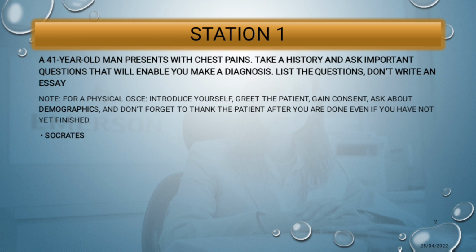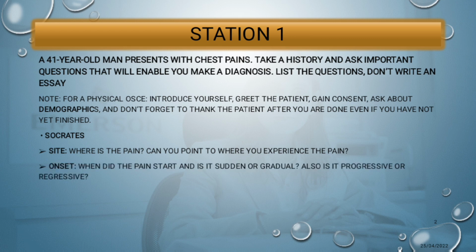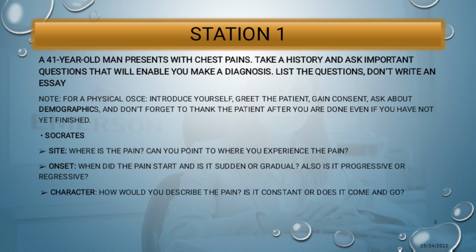You usually use SOCRATES if you are dealing with anything related to pain. So you ask, where is the pain? Can you point to where you experience the pain? For the onset, we ask when did the pain start, and is it sudden or gradual? Also, is it progressive or regressive? For the character, you ask how would you describe the pain? Is it constant or does it come and go?